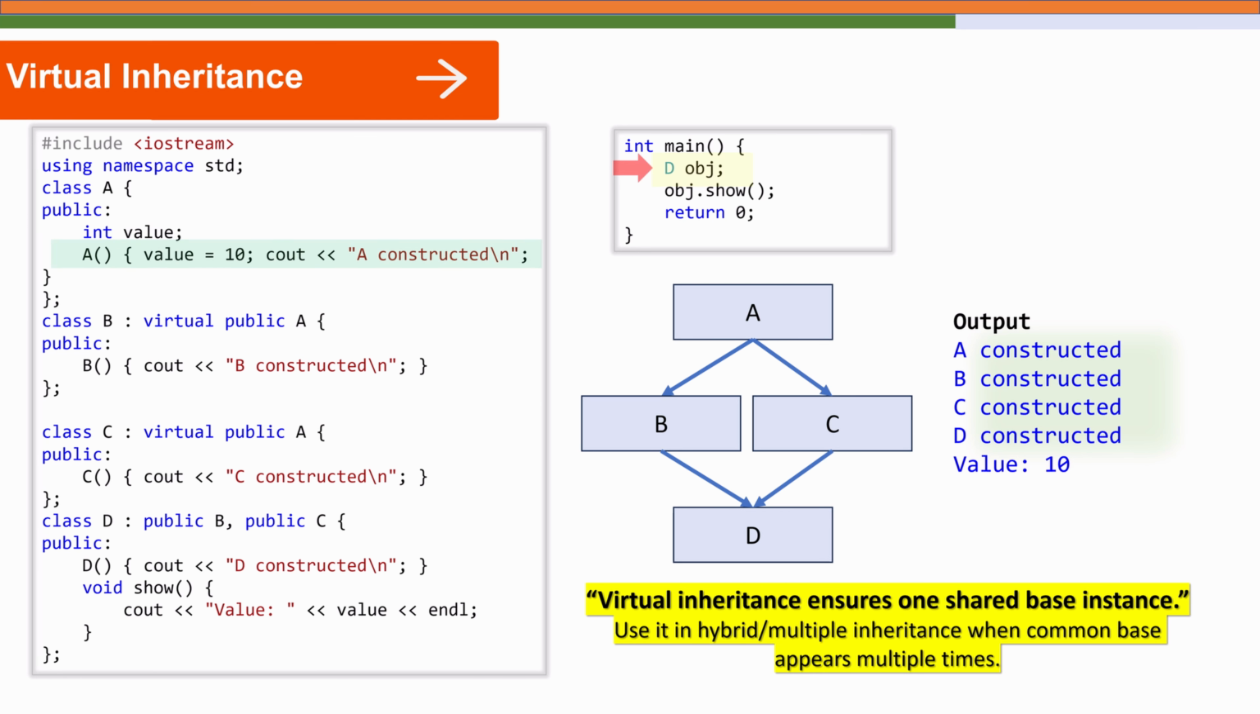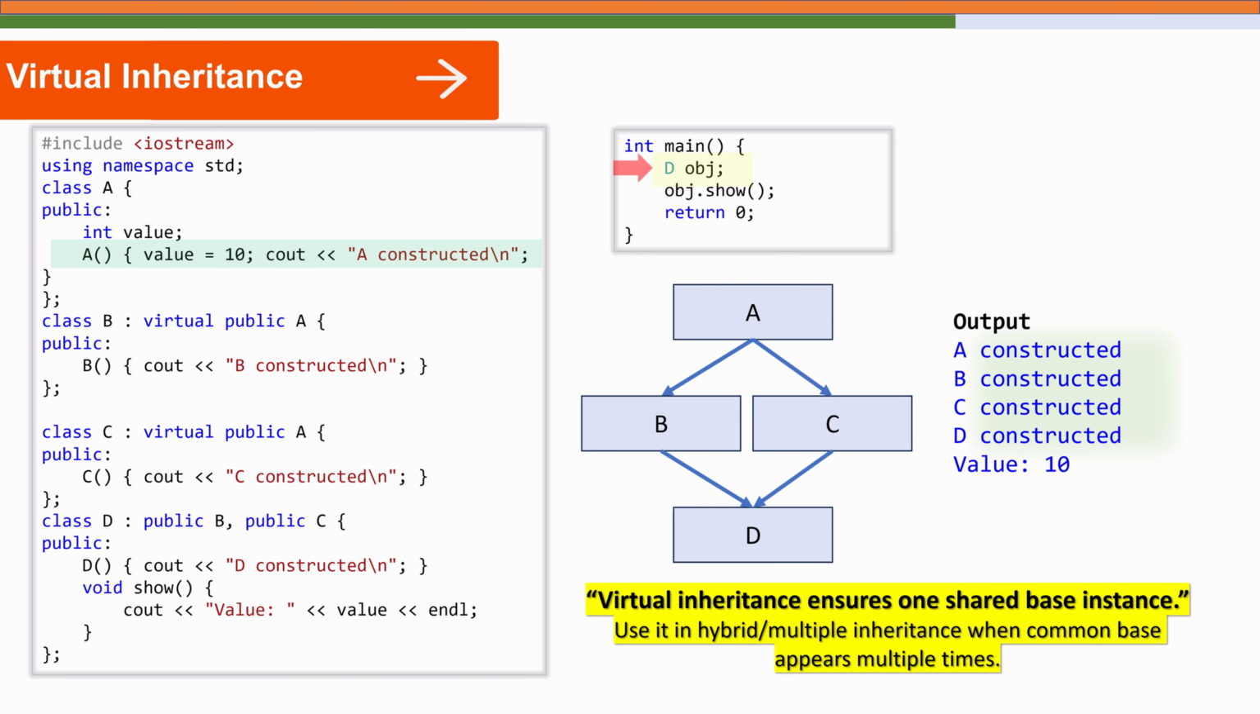Now let's revisit the example. We have created B and C virtually. So even though both inherit A, they do not create separate A objects. Now the value variable is not ambiguous, and inside the class D, there is only one A associated with D. So the constructor order is a very important concept.